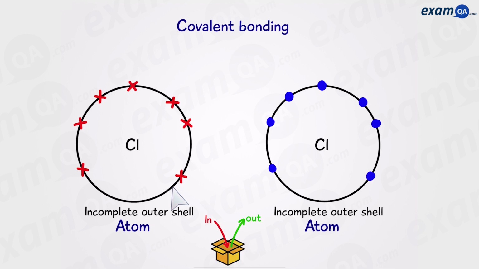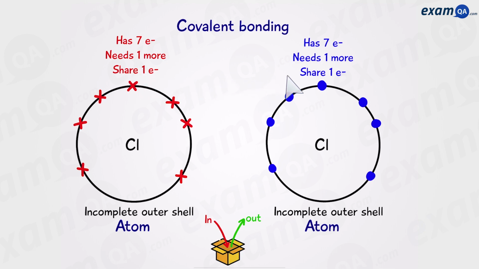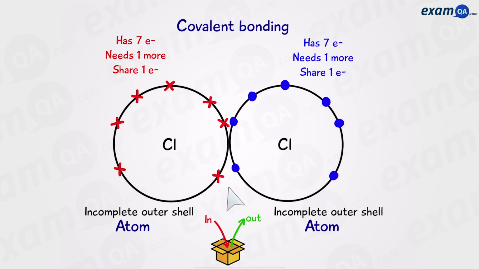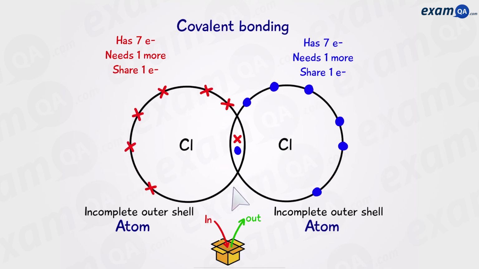Now, the rule with covalent bonding is you get what you give. For example, we can see that this atom on the left has 7 electrons. It needs one more to have 8 electrons in its outer shell to complete it. Since it needs one more, it has to share one electron. And the same applies to the chlorine atom on the right. It has 7 electrons, needs one more, so must share one. So, the chlorine atoms come together and we get the following.